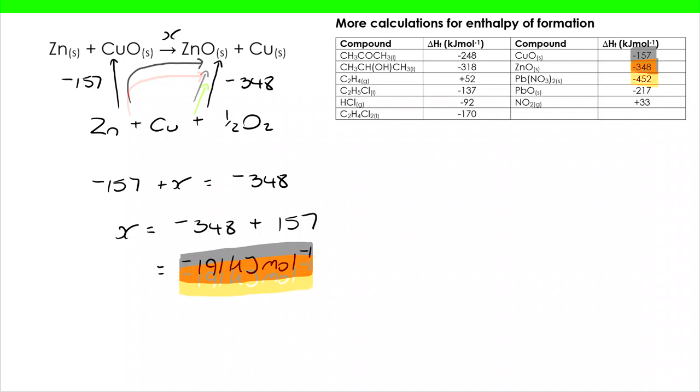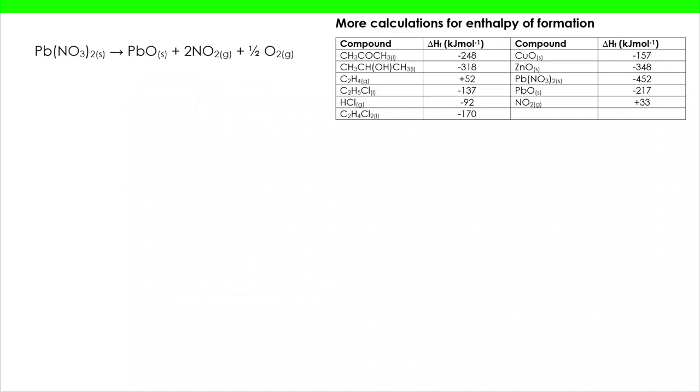And I've got one more example to work through in this video. So this is lead nitrate thermally decomposing. So we're going to need to find all of the enthalpy of formation information on here. And we have got our Pb, N2 and 3O2. Be mindful of the brackets when you're looking at these to make sure you get the correct number.